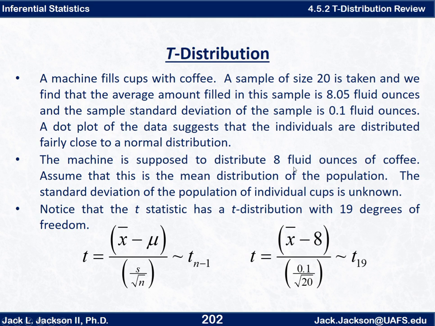Now, it's supposed to distribute 8 fluid ounces of coffee, so that's supposedly the mean. So if we were going to set this up for a hypothesis test, for example, we would assume that they're telling us the truth, that 8 is the mean, mu, so that'd be x bar minus 8. We'd have to use the sample standard deviation of 0.1 here, the sample size of 20 here. Since the sample size is 20, this has 19 degrees of freedom, because one way to think of it is the n minus 1 in the formula for s. And so this is distributed by a T-distribution with 19 degrees of freedom.